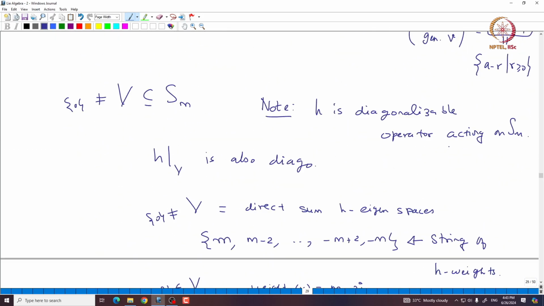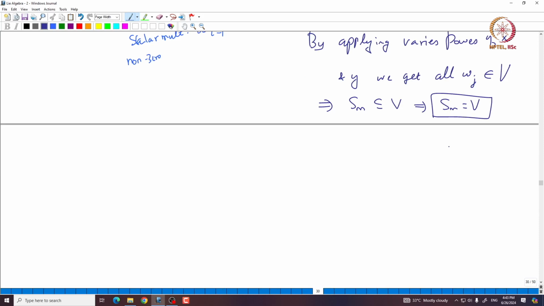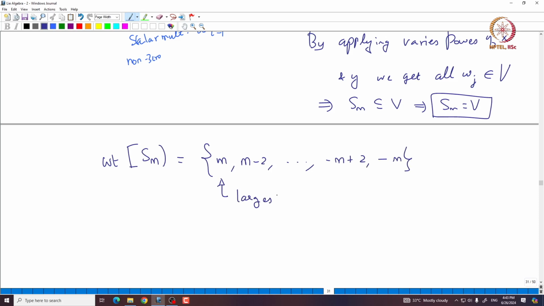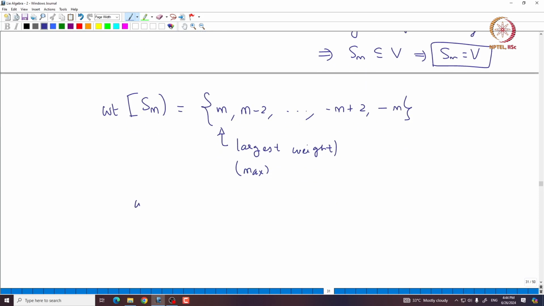Okay. The weights of this Sm, which are all the H eigenvalues, are given by this string: m, m minus 2, etc., down to minus m plus 2, minus m, and m is the largest weight, or maximum weight. So, in particular, this W naught is the highest weight vector, and it is unique up to a constant multiple.